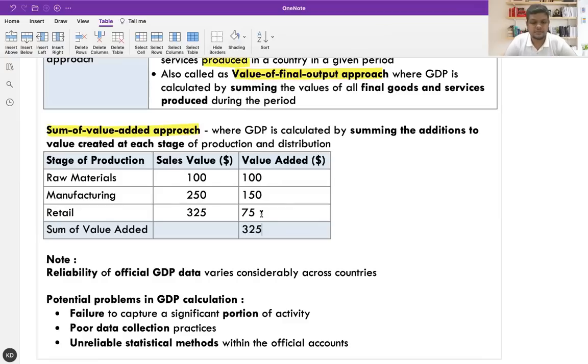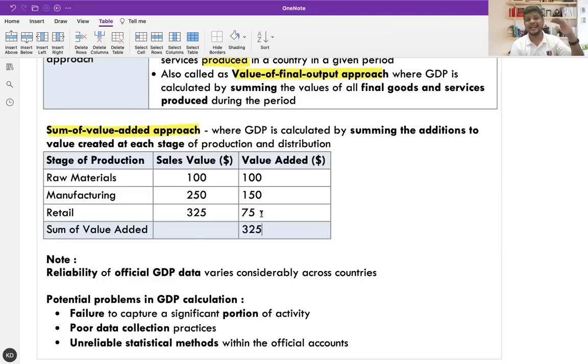Clear? Everyone. So what is the approach that we use? We use the value of the final output approach, where GDP is calculated either as the sum of all the final values, or as the value added. So you either take the final value or the value added. Both will result in the same amount. Is that clear? So if I take the final value of the bottle, it will be 325.